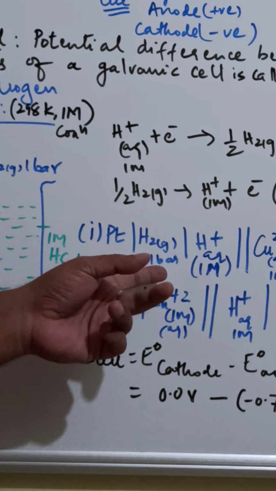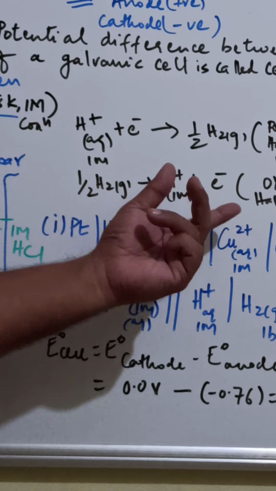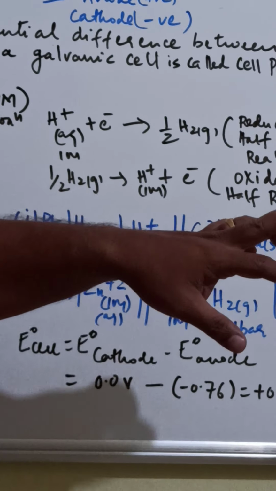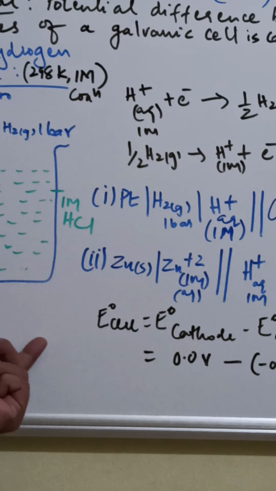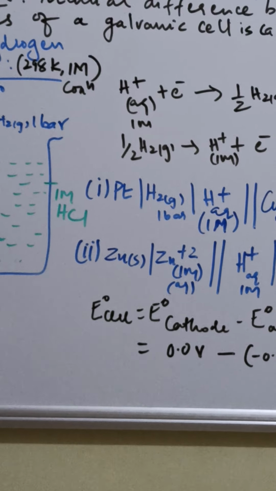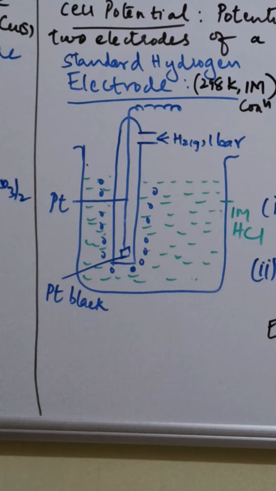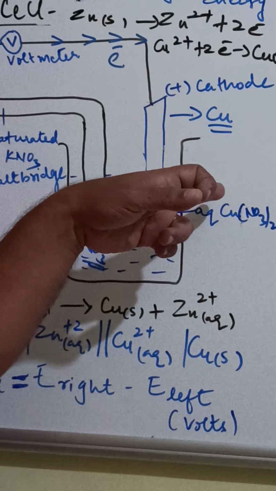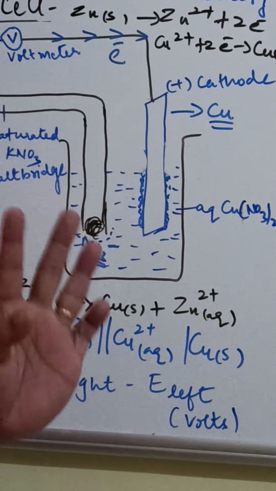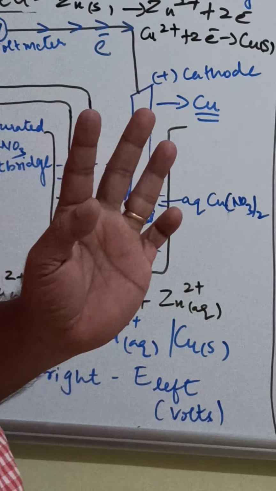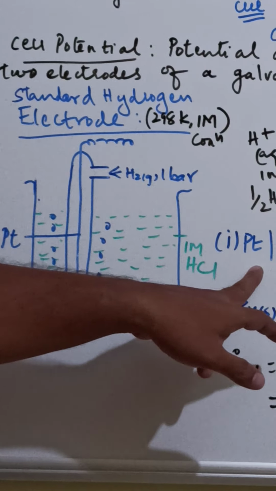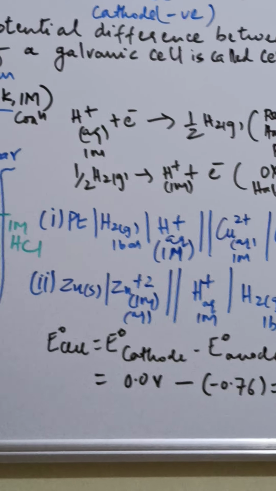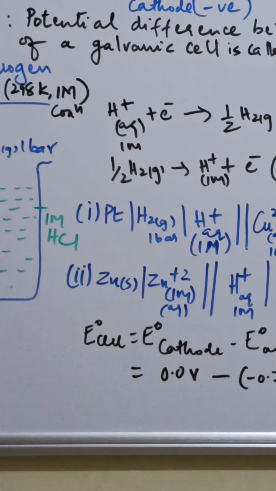You have Pt | H2 gas 1 bar | H+ aqueous 1 molar, double slash for the salt bridge, Cu2+ aqueous 1 molar | Cu solid. So this standard hydrogen electrode is connected with a standard half cell of copper. Standard half cell of copper means 1 molar concentration of copper nitrate should be there, and temperature will naturally be 298. In that scenario, you will have this type of cell representation. There, the standard hydrogen electrode will act as anode.